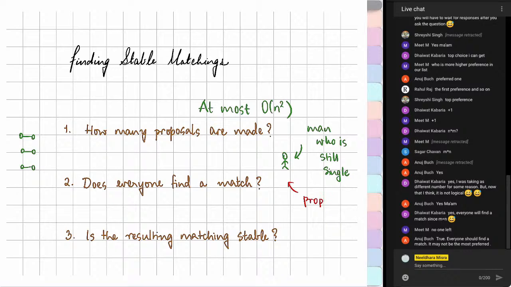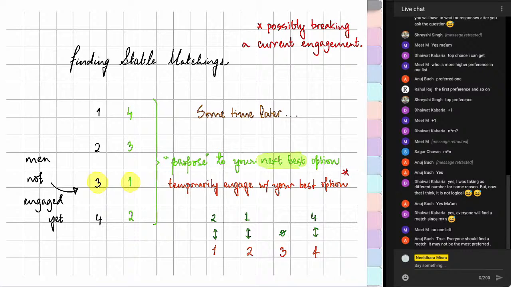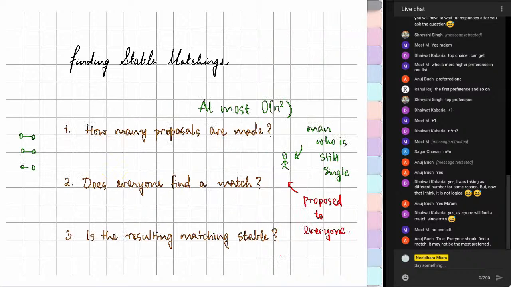Because if he didn't propose to everyone, then that means that he is single, and we said that this while loop runs for as long as such men exist who are not yet engaged. So if this man is single at the end, then that means that he must have exhausted his list, because if he didn't exhaust his list, then the algorithm would continue. He would have somebody to propose to. So he has proposed to everyone, and in particular, he has proposed to the woman who is also still single at the end of the process.